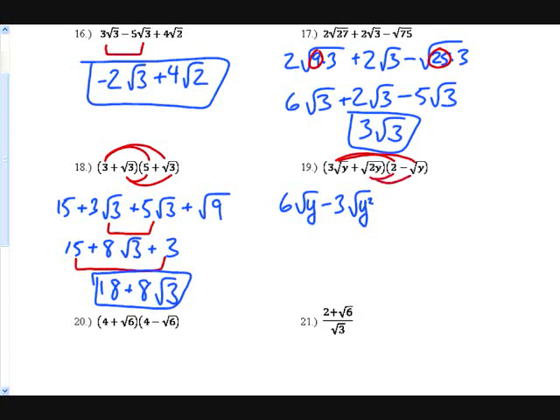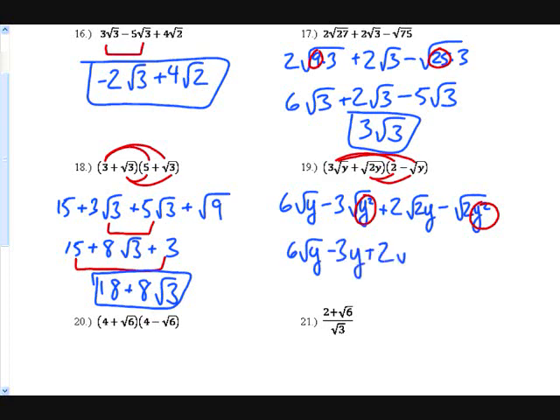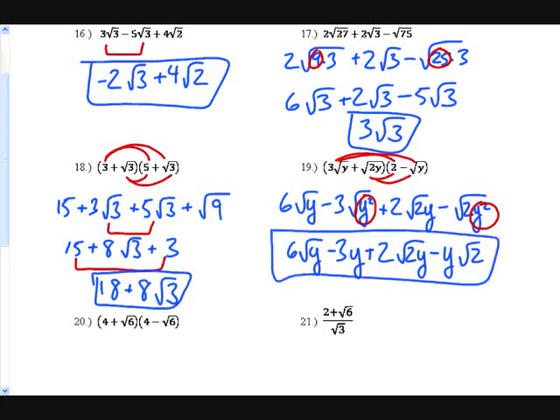And now I distribute the second piece of this thing. That's going to give me a plus 2 square root of 2y. And then the last piece is going to give me a minus square root of 2y squared. Again, they're both underneath the radical symbol, so I multiply them. And now I look for like radical terms. I don't see any. I can simplify the square root of y squared. And here the square root of y squared. So that's going to give me 6 square root of y minus 3y plus 2 square roots of 2y minus y square roots of 2. And when I look back through this, I still don't see any like radical terms. So that's all I have to do for that one.